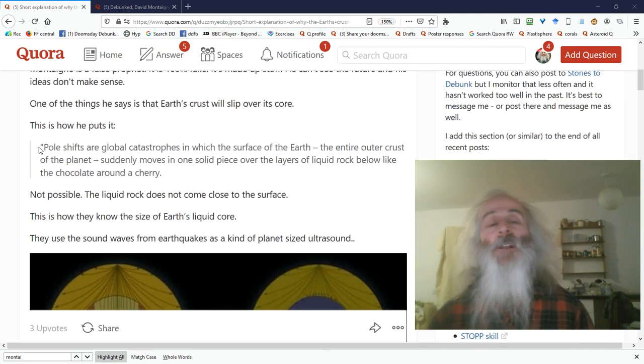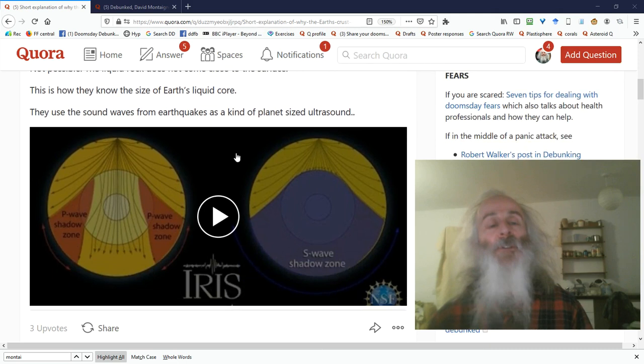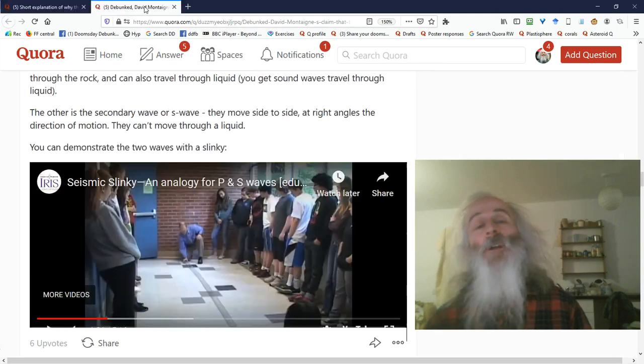So he says that pole shifts are global catastrophes in which the surface of the Earth, the entire outer crust of the planet, suddenly moves in one solid piece over the layers of liquid rock below, like the chocolate around a cherry. It's a very vivid image, but it just happens to be completely false. The liquid rock doesn't even come anywhere close to the surface. So let's have a look, and this is how they know.